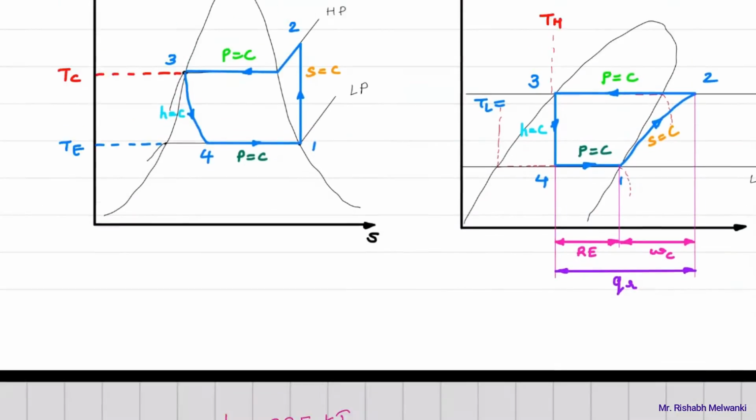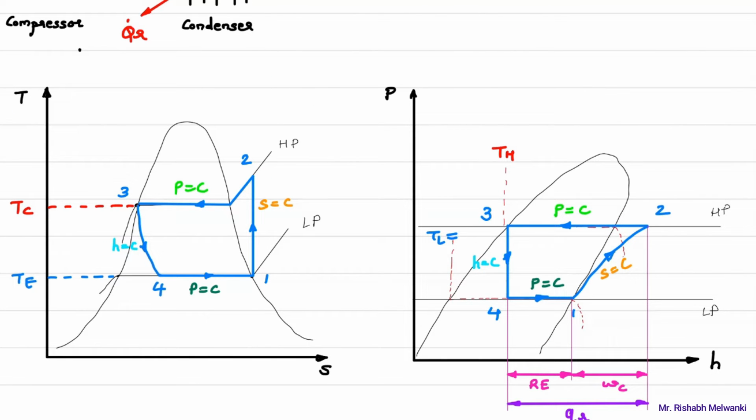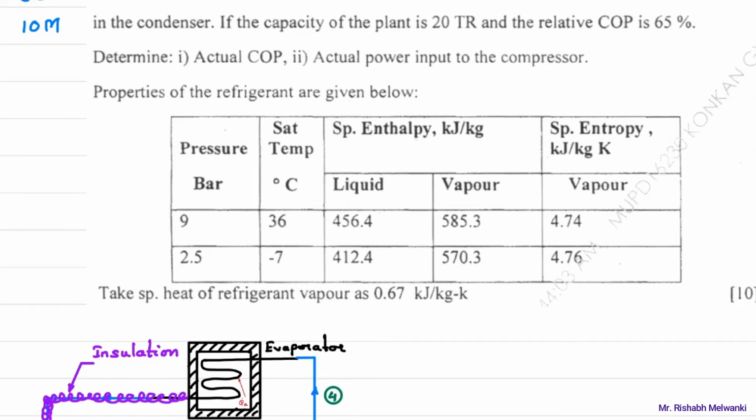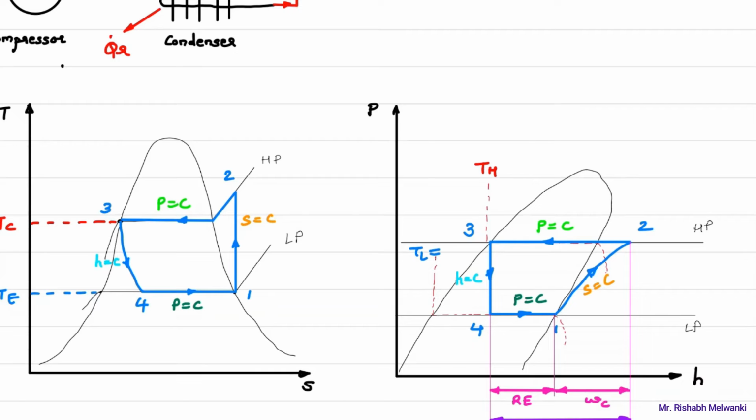Okay, so for point number 1, how to find the enthalpy? Point number 1 is on which curve? What is the pressure? Low pressure value. We will write the low pressure value in the question first. What is the low pressure value given? Low pressure is 2.5 bar and high pressure is 9 bar. So I'll write down the values. Low pressure is 2.5 bar and high pressure is 9 bar.